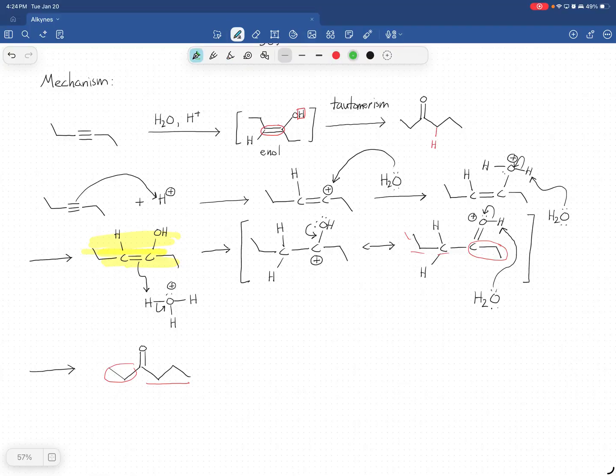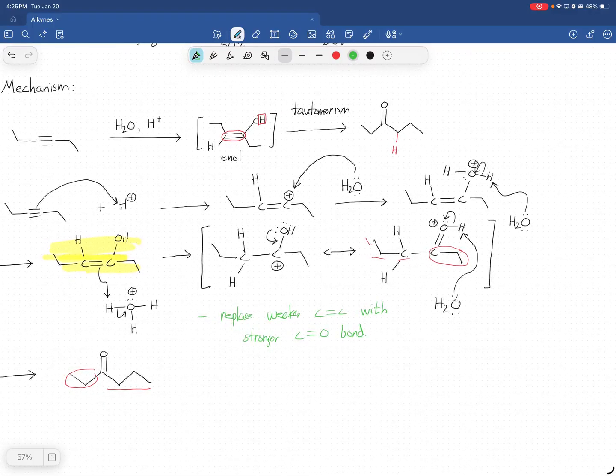So what happens here is we can write like this. In this step, we're going to replace a weaker CC double bond with a stronger C=O bond. Okay? So that's the driving force behind this isomerization. You're substituting a weaker CC double bond with a much stronger, more sturdy C=O bond, and that's more stable. So that's the rationale for why this occurs.